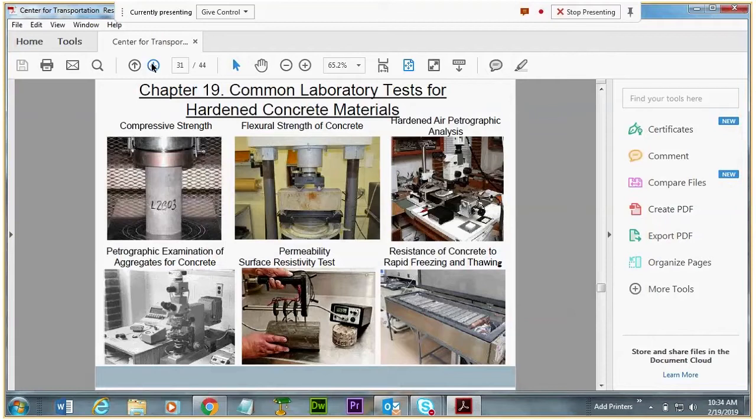Some of the tests are not in here, everybody. I can't get them all in and do it within the time given. So you won't see all the slides on all the laboratory tests or all the images and the descriptions in this presentation. Next slide, please.